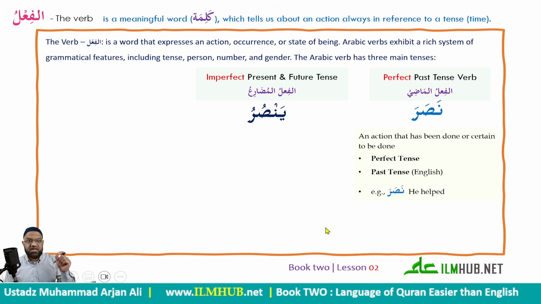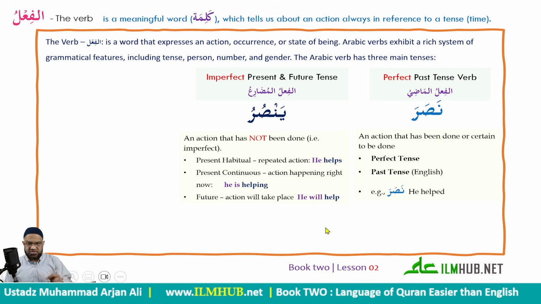So we have here yansuru, which means in Arabic, translated into English, he helps, he is helping, or he will help. All three can be included in here. Of course, how do you tell the difference? In context of how they're used. So it is the present habitual, present continuous, as well as the future tense. All three incorporated into al-mudari, and therefore I'm going to refer to it as the imperfect tense.